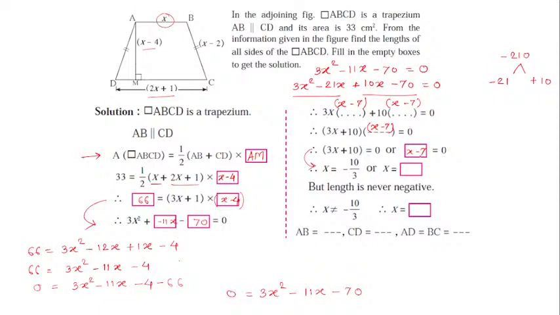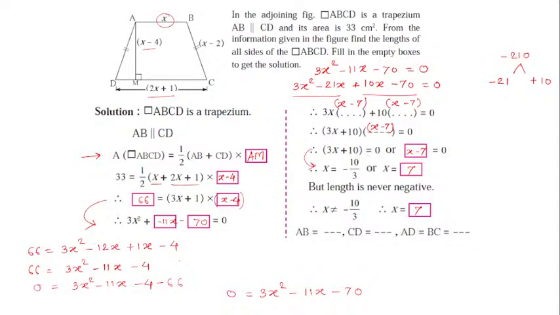Or for the second one, minus 7 going to the right hand side, it will be plus 7. So here we got two values, minus 10 by 3 or 7. So again we are dealing with the lengths of sides, and we cannot have the length of a side negative. So here it is given that the length is never negative, that's why x is not equal to minus 10 by 3. So the only possibility is x is equal to 7. And now once we have x, we can find the lengths of all the four sides AB, CD, AD and BC by these expressions.